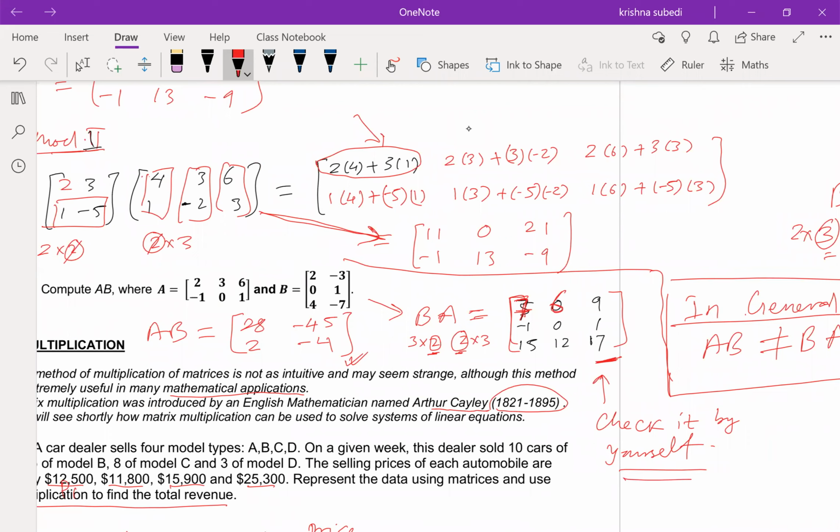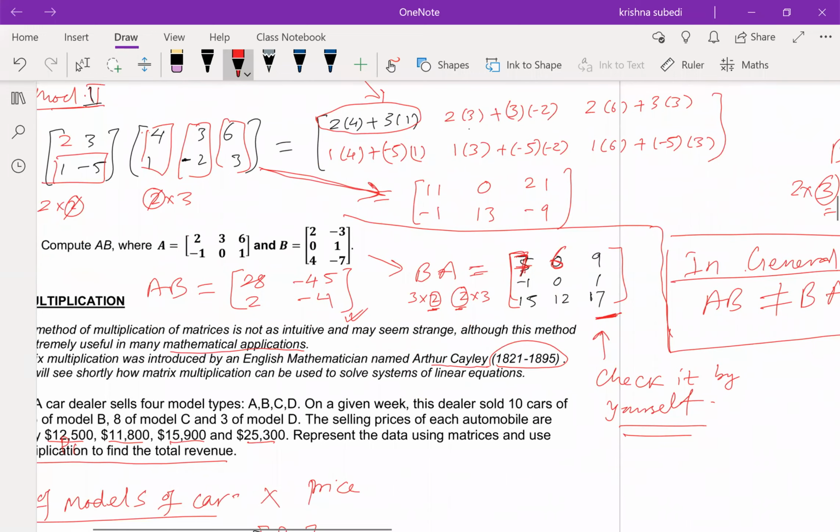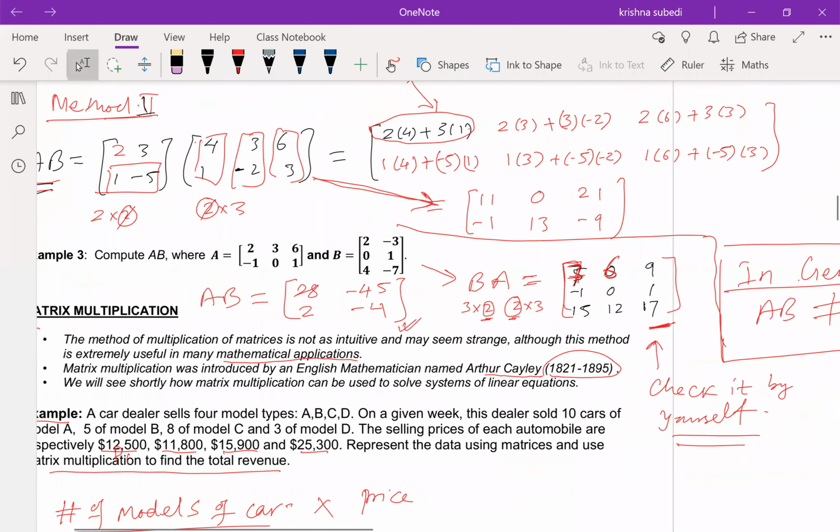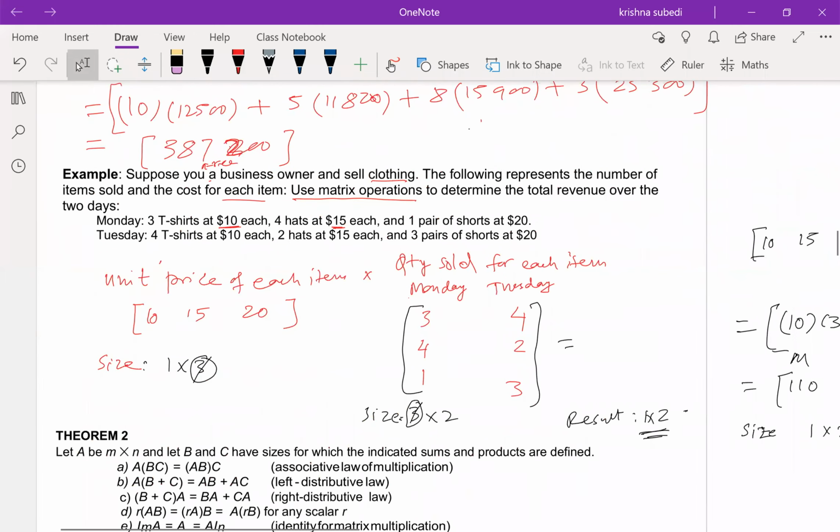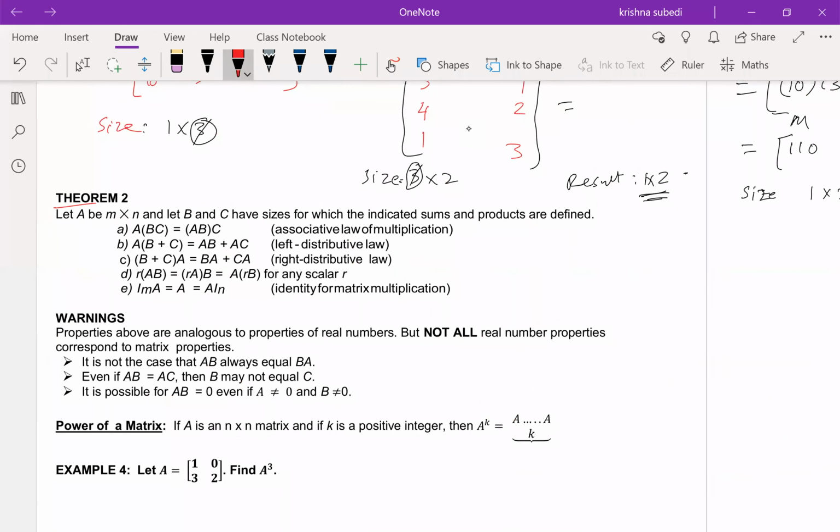Now let's move to another concept, the theorem. Some of the properties of matrix multiplication. Let's go all the way down in your handout. Theorem 2.